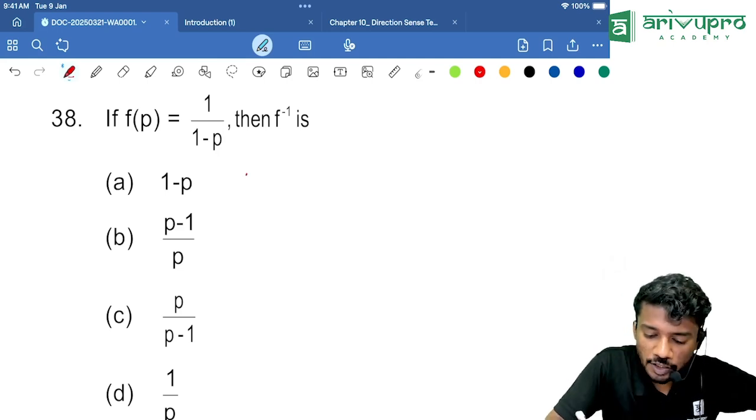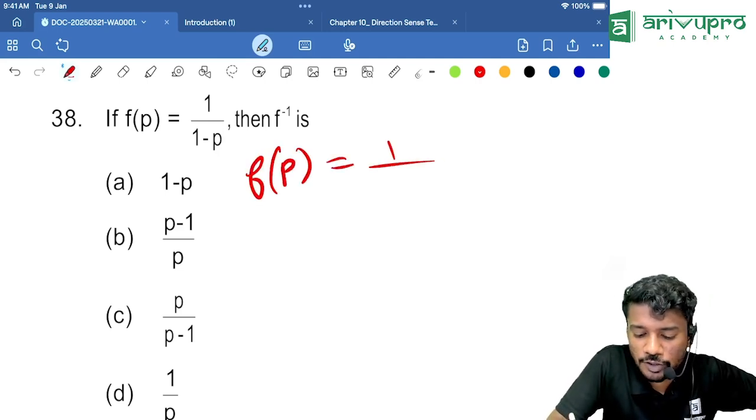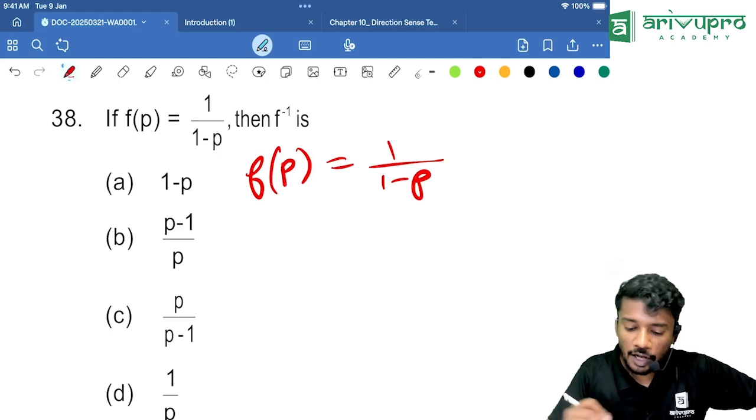Solve it. Inverse we need to find. So f of p is given, which is equal to 1 minus 1 by p. How will you find the inverse?